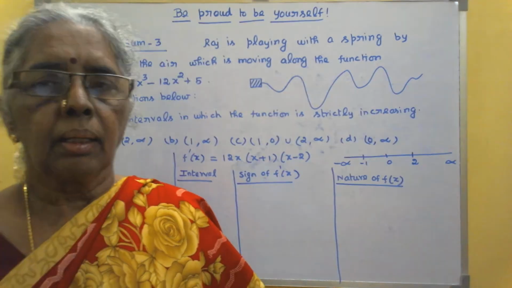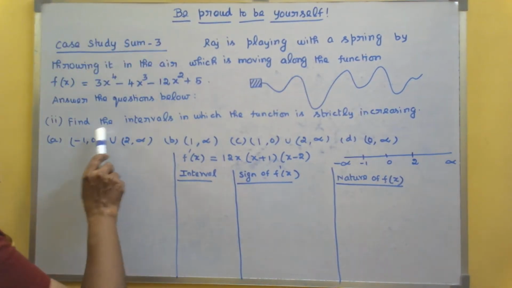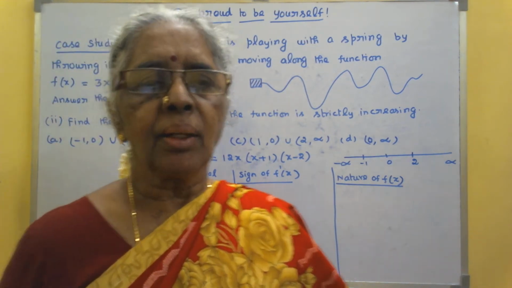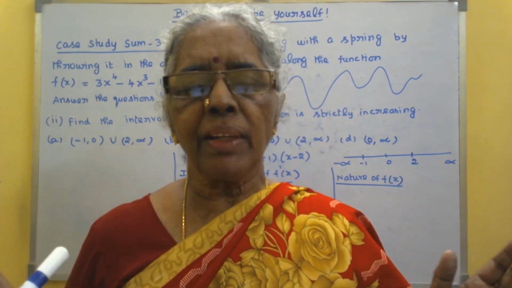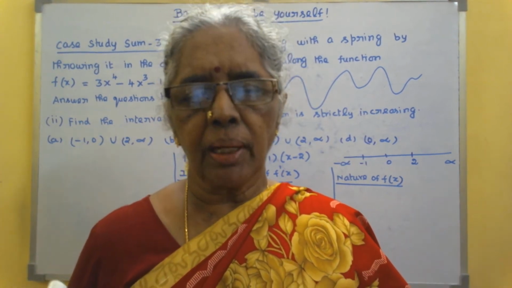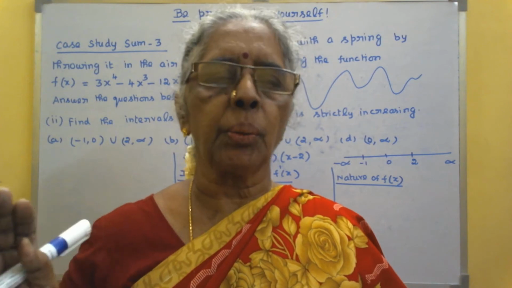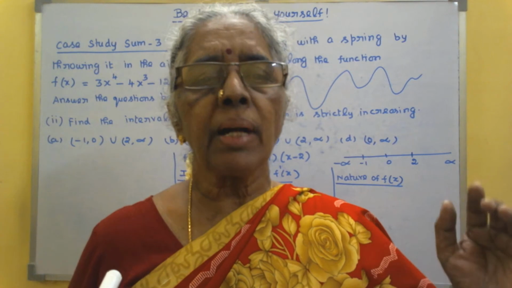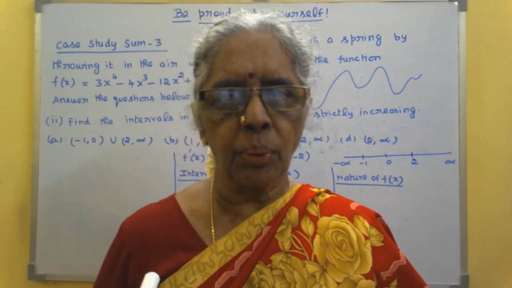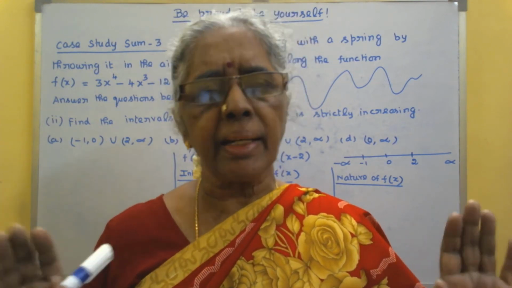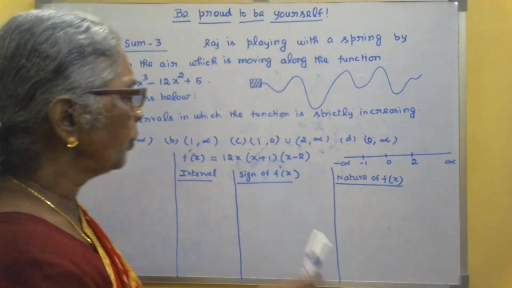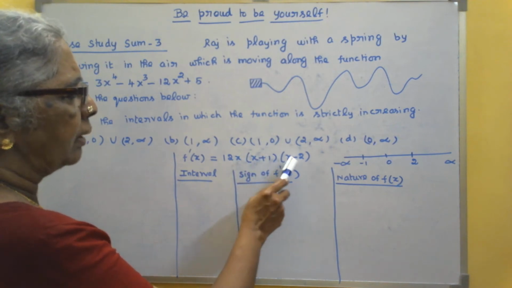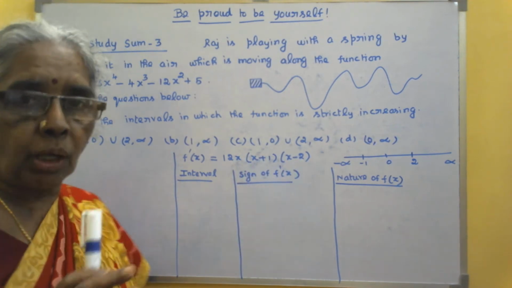Okay. The second subdivision. Find the intervals in which the function is strictly increasing. Before working, you should remember the definition of strictly increasing. If f dash of x is greater than 0, then f of x is strictly increasing. If f dash of x is lesser than 0, then f of x is strictly decreasing. Okay, remember this. Now you know your f dash of x is 12x into x plus 1 into x minus 2. Already you have found it.